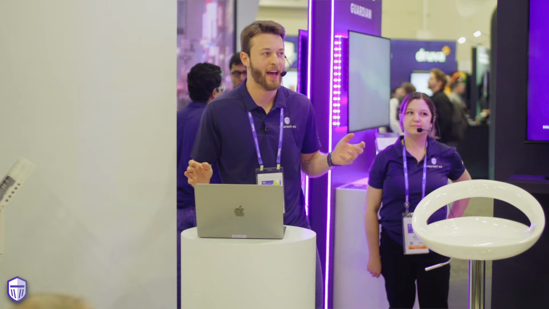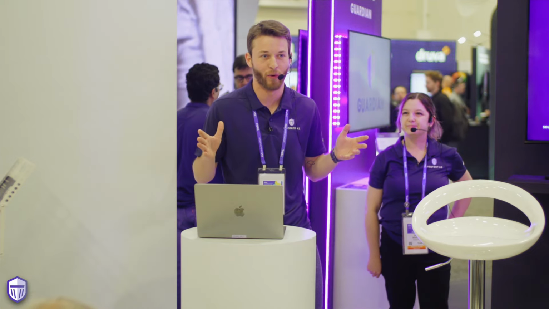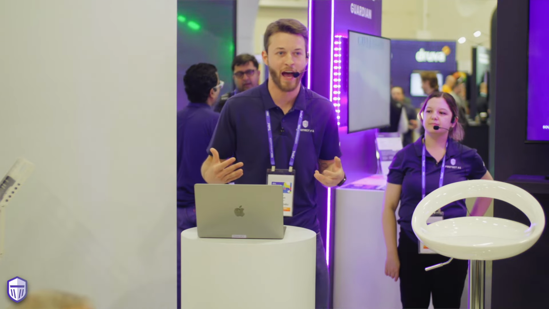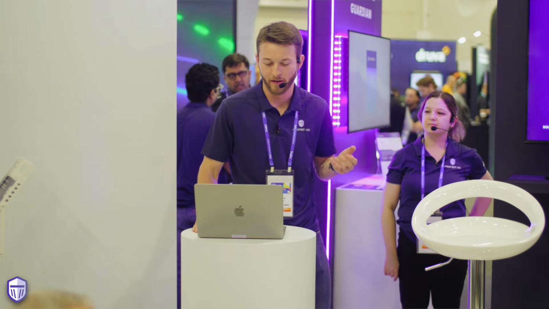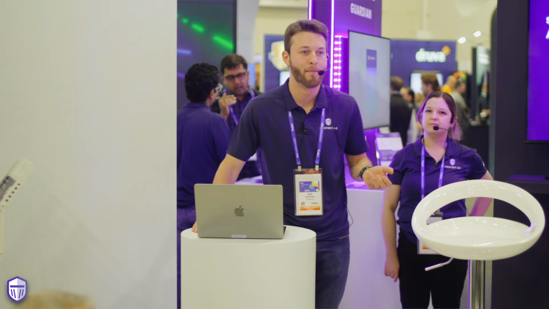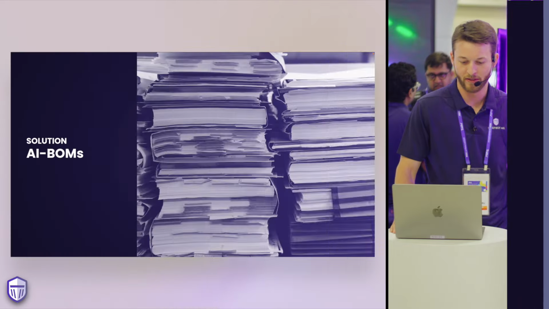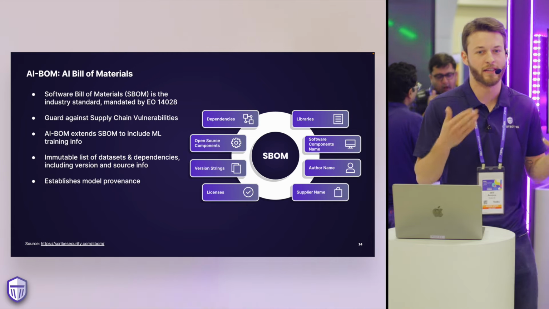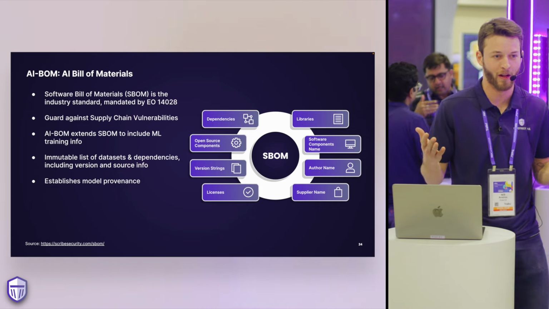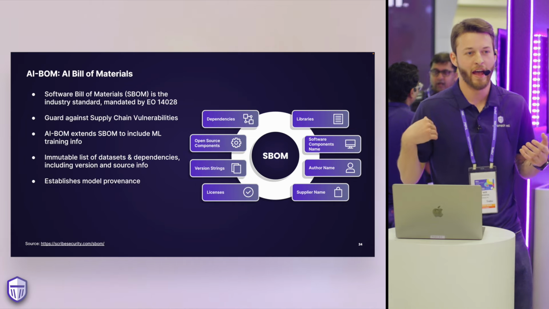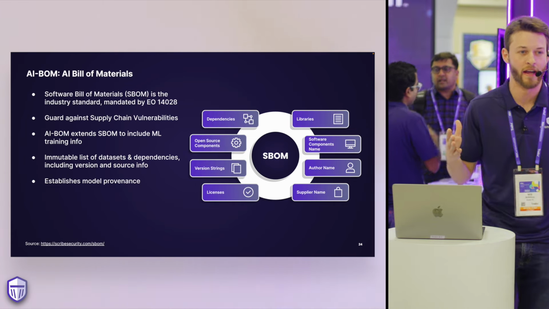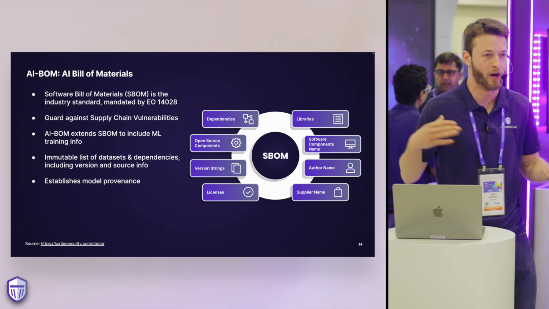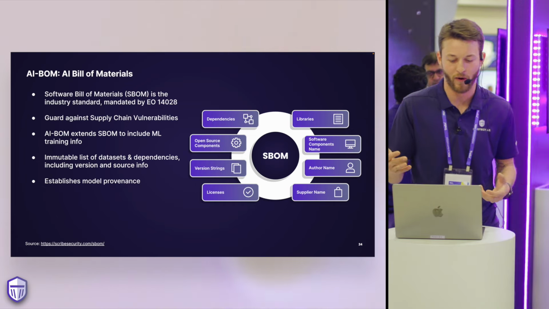So how do we go ahead and actually detect these poisoning attacks and other types of supply chain vulnerabilities that might happen for a machine learning model? The answer is AI bills of materials, or AI BOMs. So an AI bill of materials is basically an extension of a software bill of materials, or SBOMs. And SBOMs are a pretty industry standard tool for keeping track of all of the ingredients or all of the inputs that go into a software application.